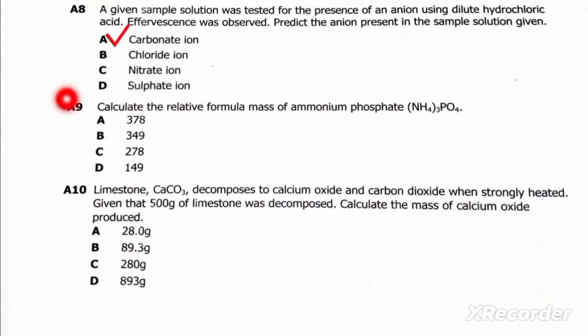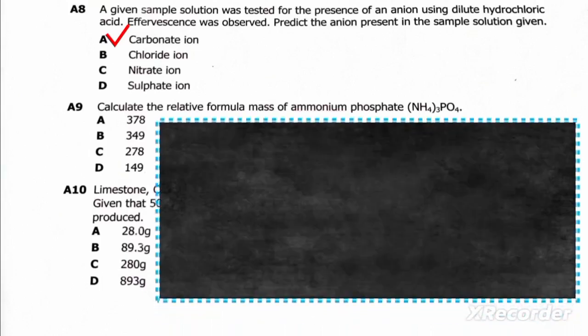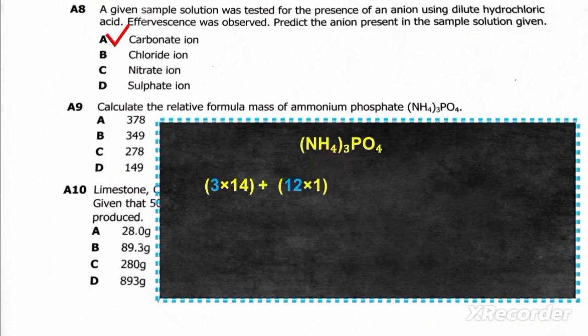We move to the next question, which is question A9. Calculate the relative formula mass of ammonium sulfate. So let us begin by writing down the chemical formula here. So as we can see, we have 3 atoms of nitrogen, and the mass number of nitrogen is 14. Plus, we have 12 atoms of hydrogen. Why are we saying so? 3 times 4 is equal to 12. So we have seen that we have 12 atoms of hydrogen, and the mass number of hydrogen is 1.